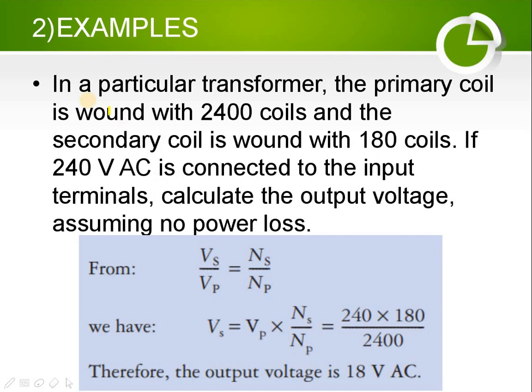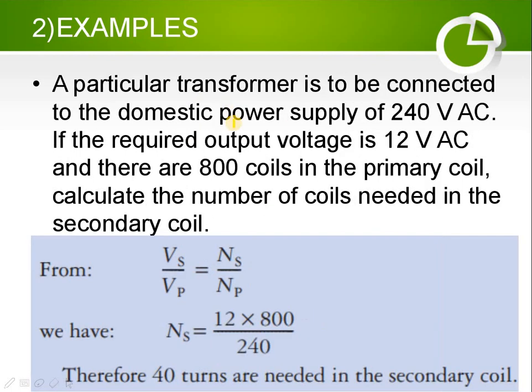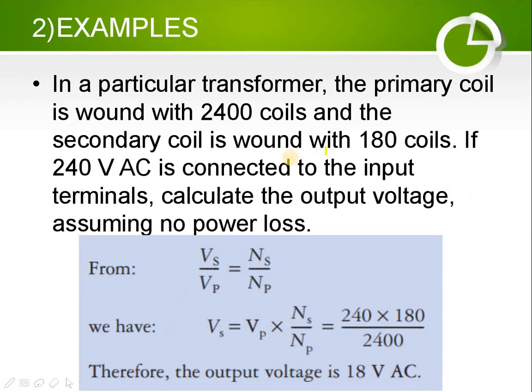I already explained this. This is the first example, a very easy example. In the particular transformer, the primary coil is wound with 2400 turns. It means NP is 2400 turns, and the secondary coil is wound with 180 turns. It means NS is 180. You can get a simple idea from here: if this is 2400 turns and this is 180, the number of turns in the primary coil is high and in the secondary it is low.